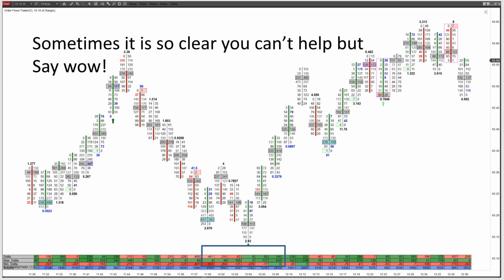Here it's a lot clearer. You can see selling pressure is getting weaker, buying pressure is getting stronger. It doesn't get any clearer than the delta numbers.